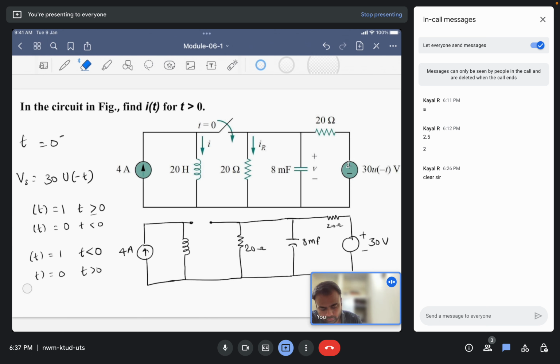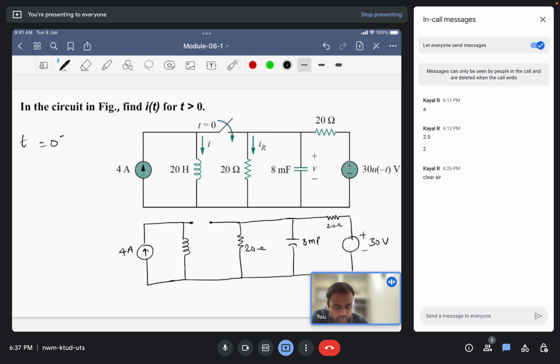Okay, so this is our initial condition, initial state of the circuit. So let us find out first of all the current I of 0. Since there is no distribution of current, all current will pass through the inductor. So this is 4 ampere.